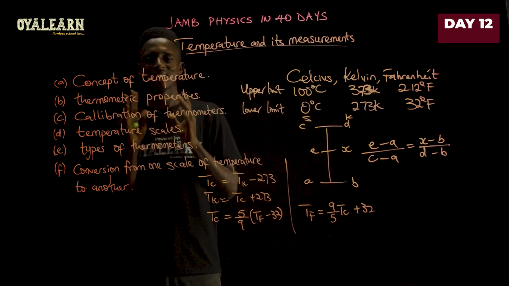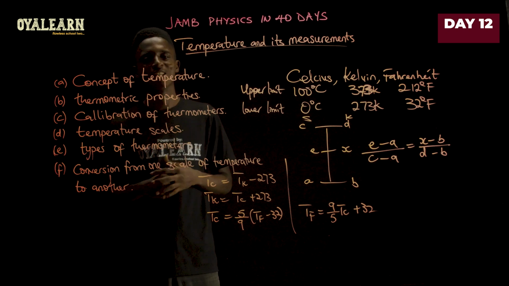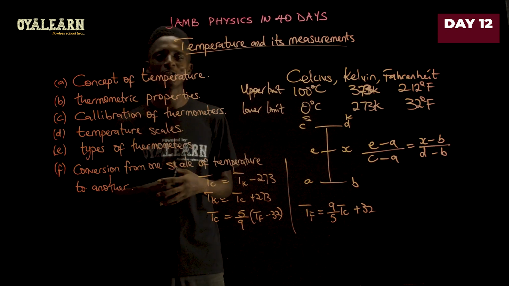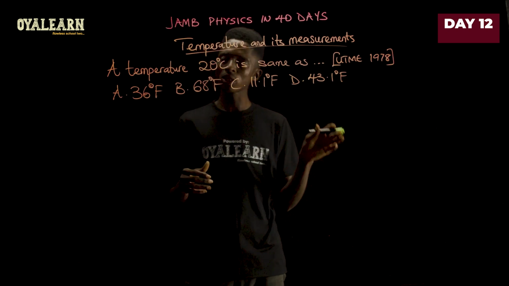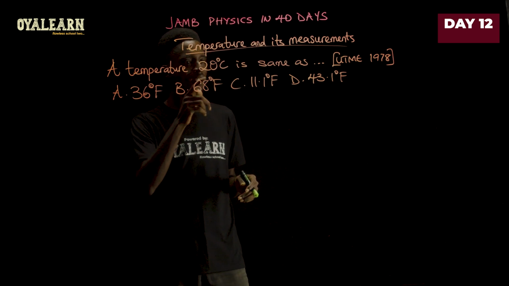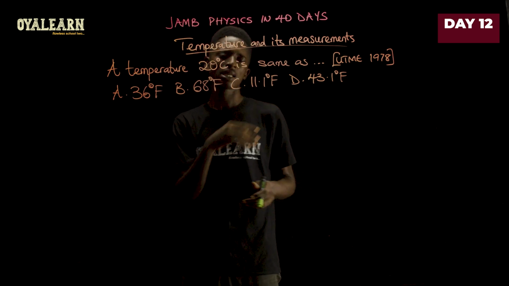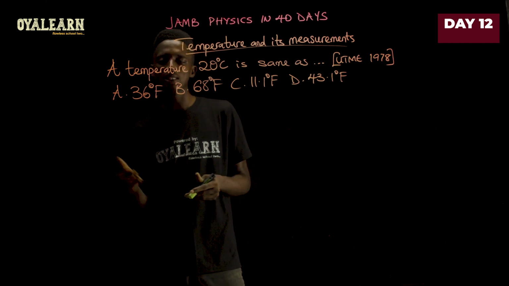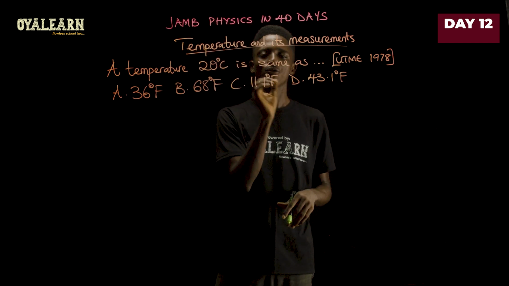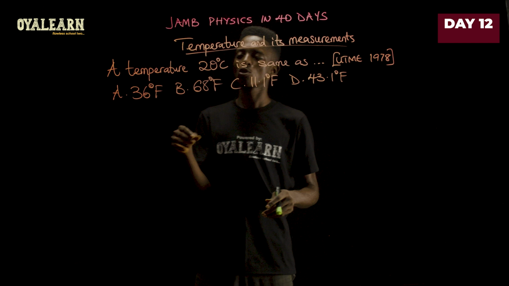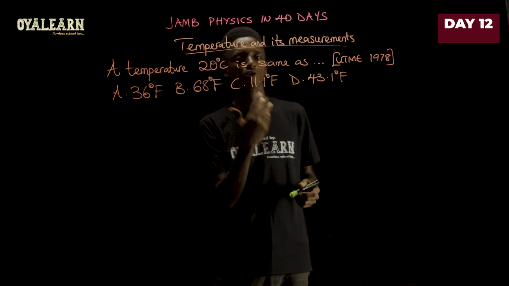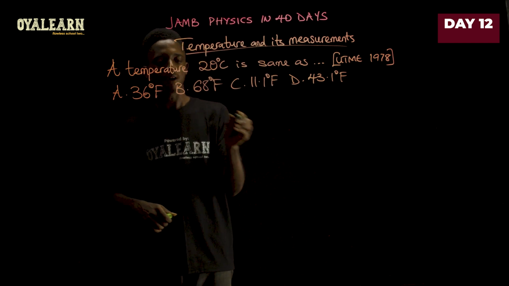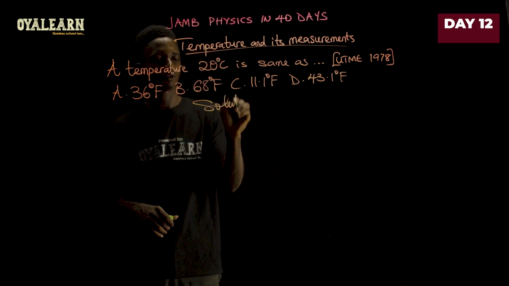So while you're at that, let's get our materials ready, and then let's solve some past questions on temperature and its measurement. Now, this question says a temperature of 20 degrees Celsius is the same as, and when we look at the options here, we see that all the options are in Fahrenheit. So it means that we have to convert this from Celsius to degrees Fahrenheit.